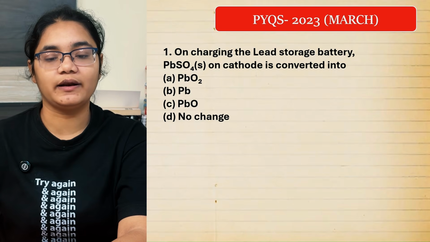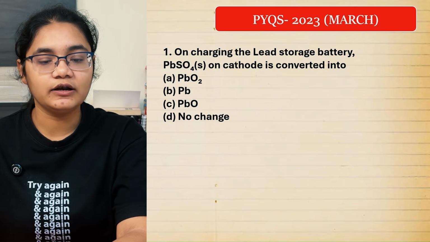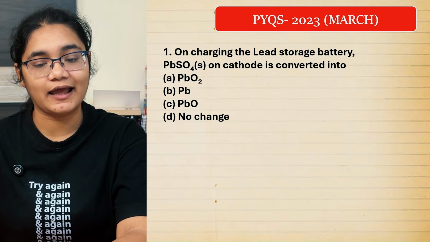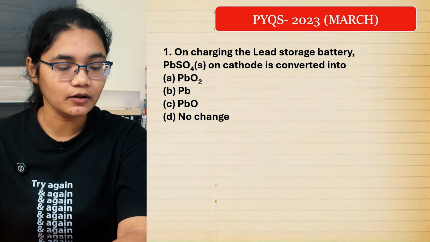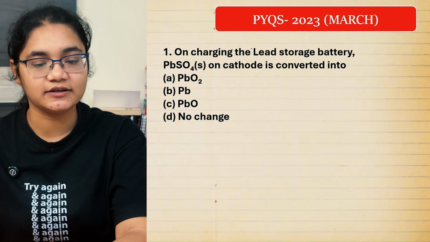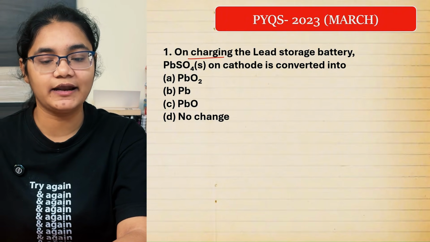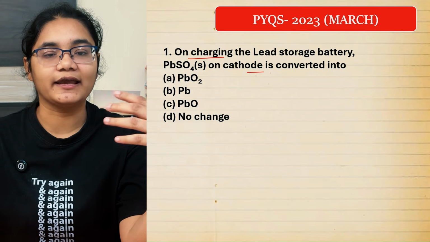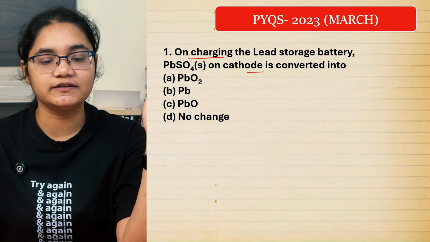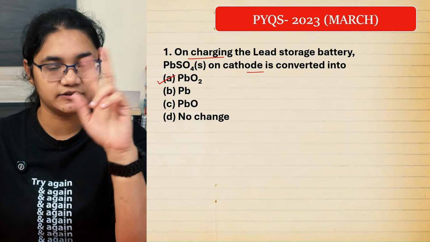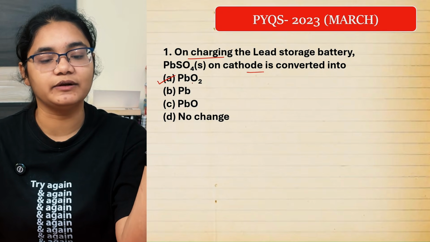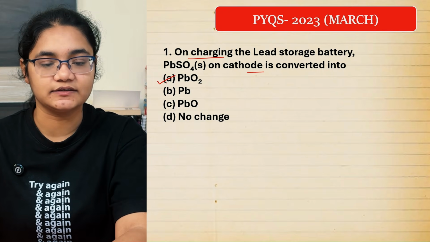Moving to the next one, 2023 March paper: on charging the lead storage battery, PbSO4 on cathode is converted to. Now see here what happens. On charging, the reverse reaction will happen, right? At the cathode there will be oxidation, and at the anode there will be reduction. So PbSO4 is converted to PbO2. The reverse reaction happens at the cathode. So for PbO2, there will be oxidation from +2 to +4. So A is the correct answer.